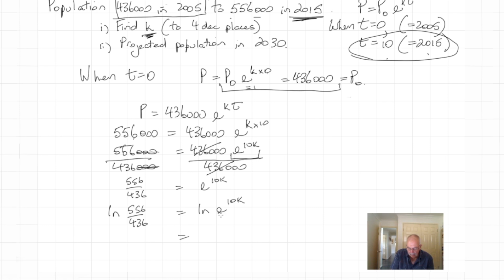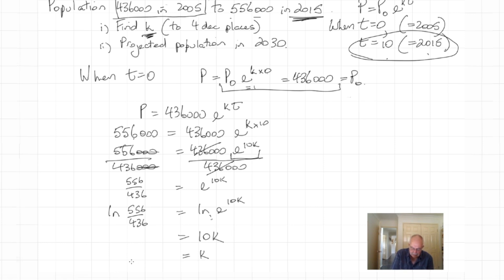Now the log of e to the 10k. A log is a power. Don't forget, log here is base e. What have you got to raise e to, to get e to the 10k? Well, all of that now just becomes 10k. Natural log is log to base e. What power have you got to raise e to, to get e to the 10k? Well, just raise it to the power of 10k. So your 10k is equal to that.